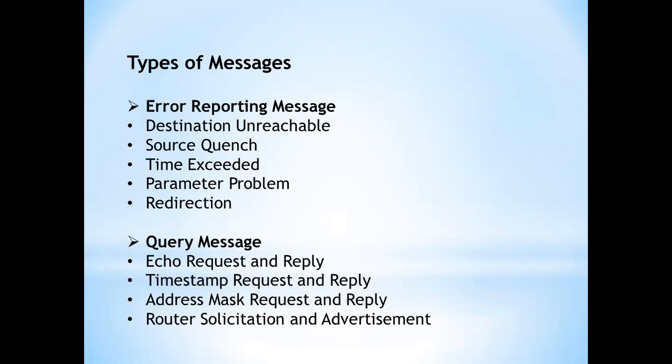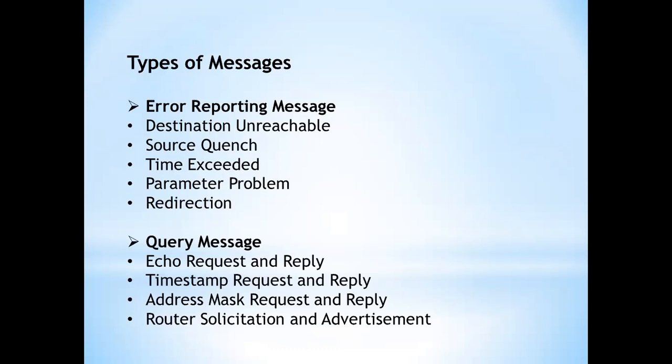Address mask request and reply. The IP address of the host contains the network address, subnet address, and host identifier. A host may know its full IP address but may not know how it is divided into the three parts mentioned above. So it can send an address mask request message to the router, and the router then sends back the address mask reply message.